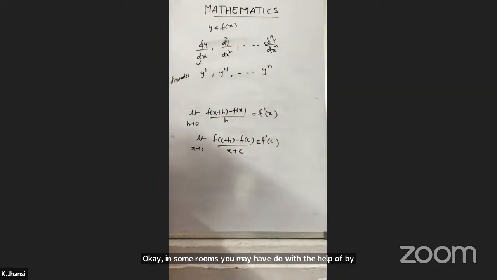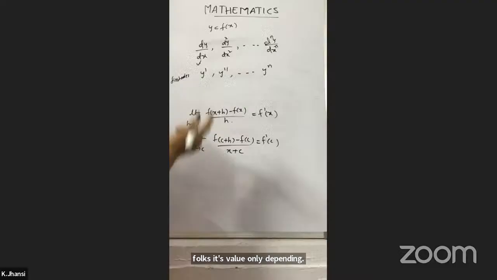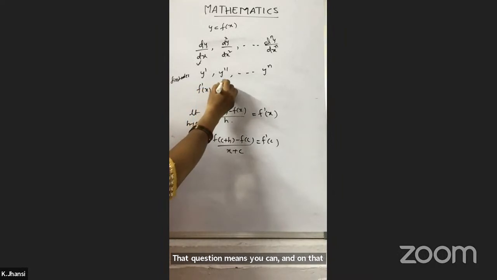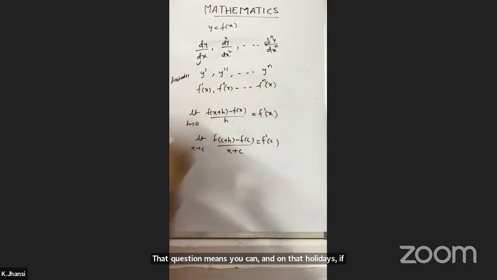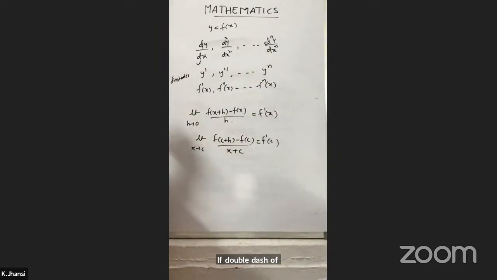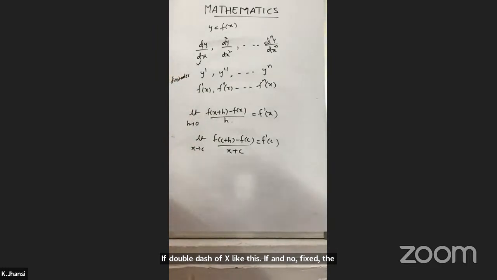In some problems you may work with the help of y, or in some problems you can work with the help of f. If only f of x is given in the question, then you use f dash of x, f double dash of x, like this, f n of x. This is the nth order. And differentiation can be represented in any of these forms depending on the given question.